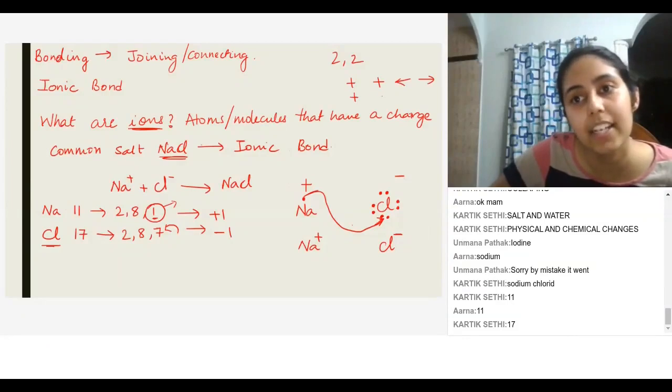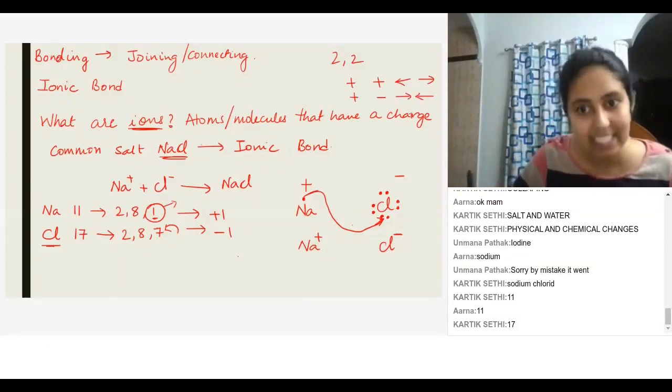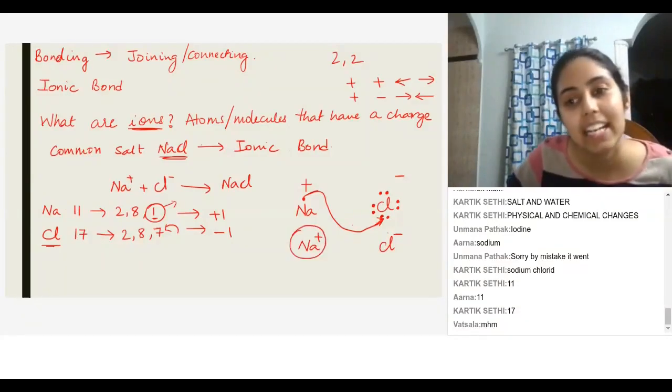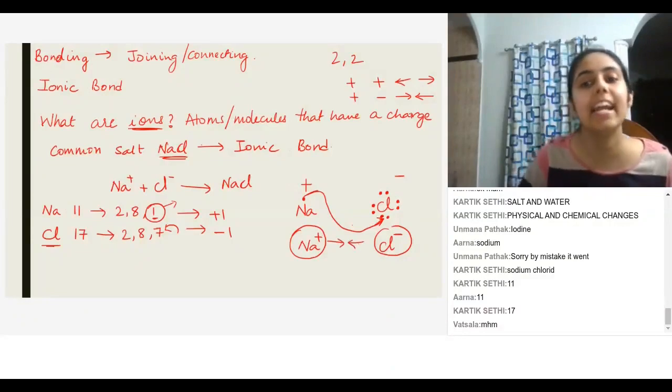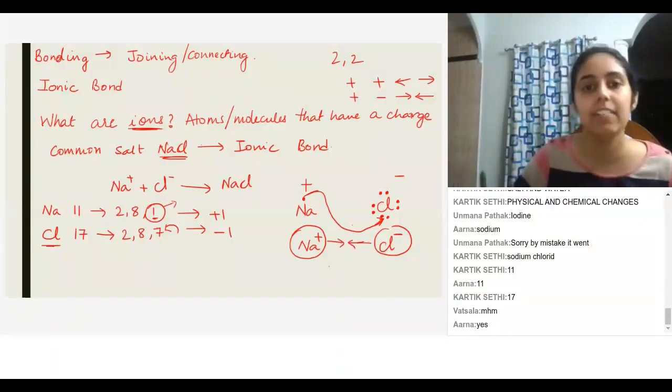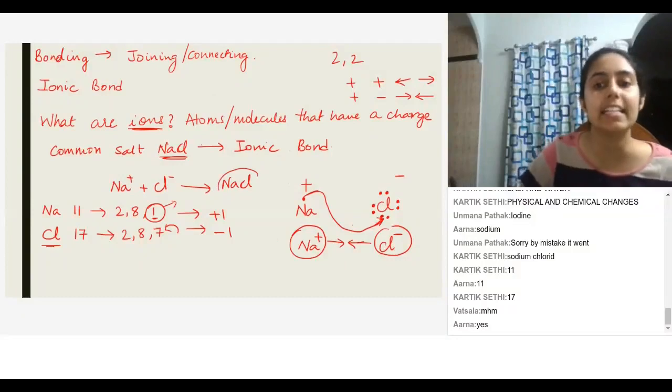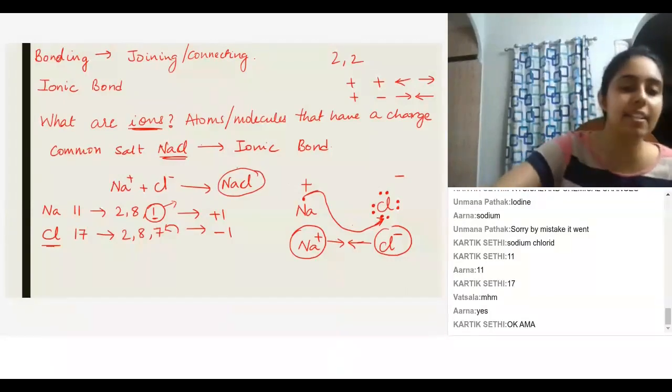Do you guys know that? Ma'am, it's just like magnetism. Unlike poles attract and like poles repel. Exactly. So unlike charges will attract each other and they end up forming a bond, which is what you see as NaCl. Is that clear to you guys?